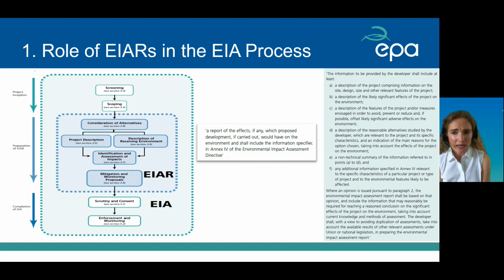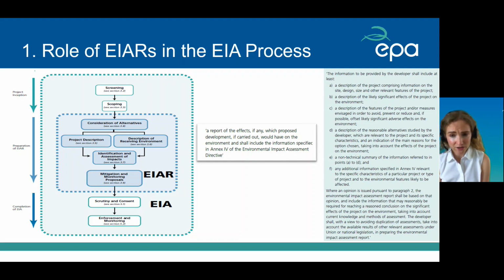And the EIAR, the main purpose of that document is to identify, describe, and present an assessment of the likely significant effects of the project on the environment that is accessible to all the stakeholders and that the competent authority will use during their scrutiny and consent process.